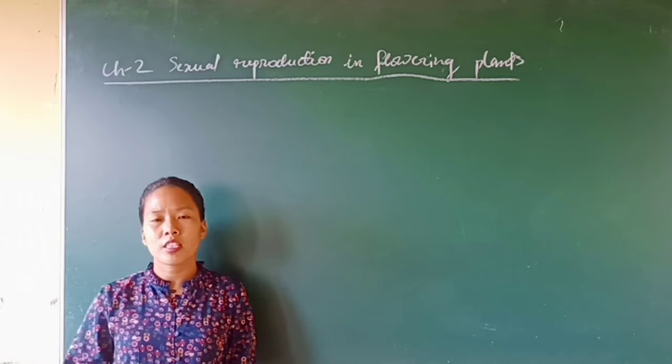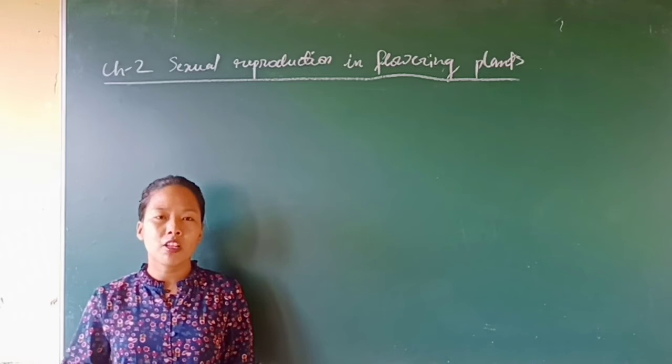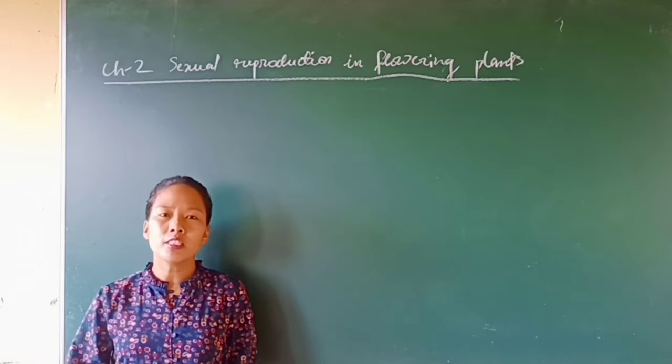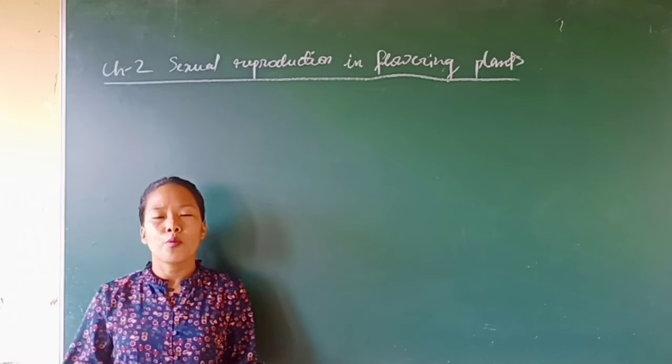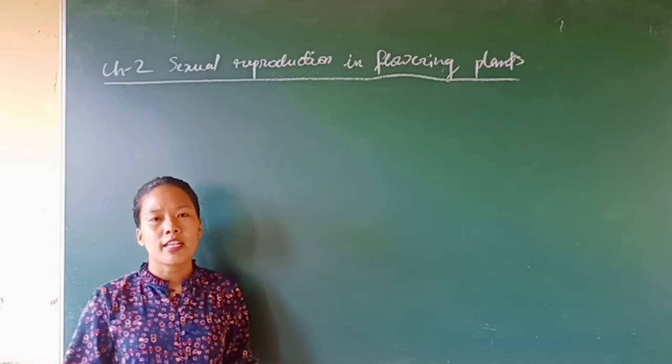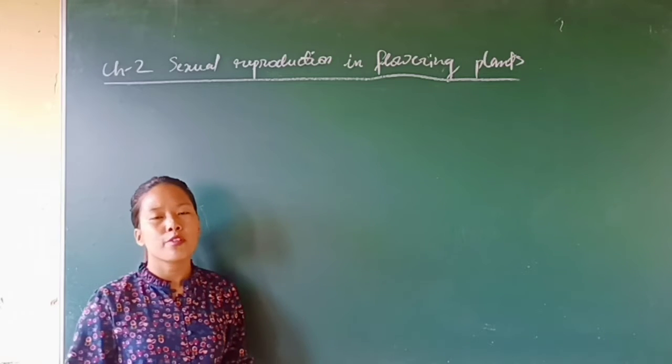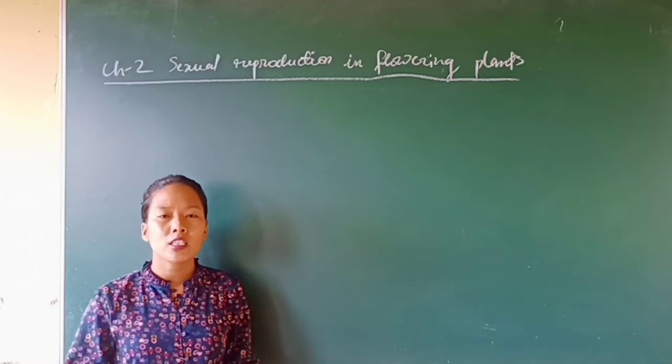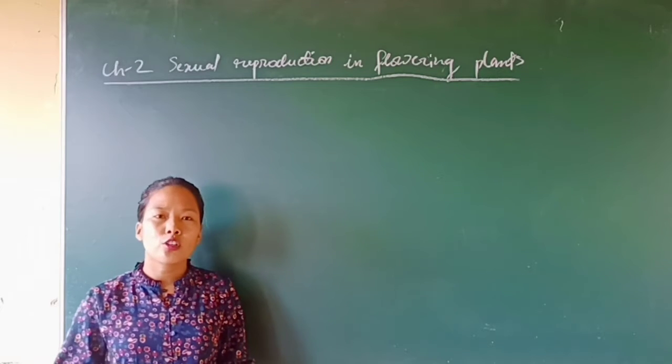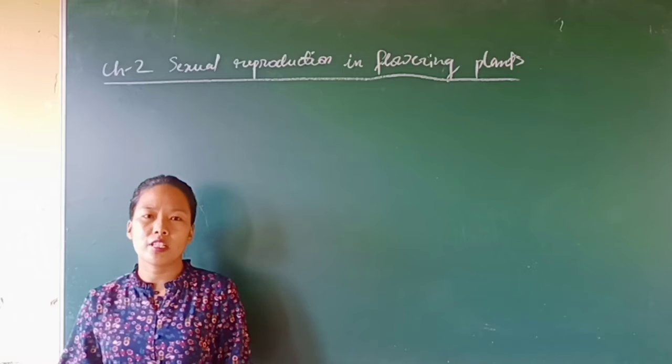And lastly, we will study the structure and events or developments that take place after fertilization, that is post-fertilization structure and events. So these are the main topics that we are going to cover in this chapter. Let us first start with the structure of the reproductive organ, that is the flower itself.